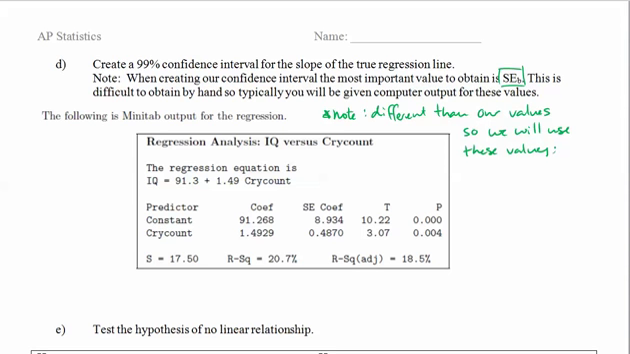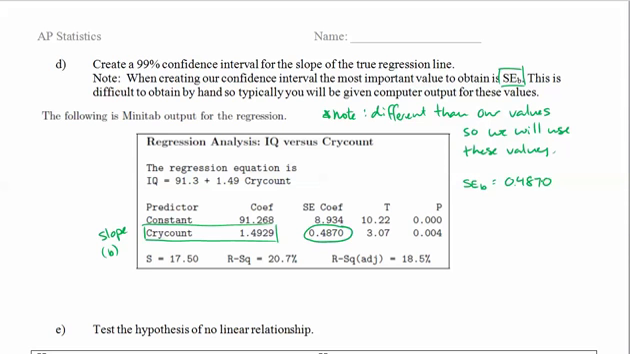On here, you can see predictor, they've got the constant and the cry count. So the coefficient for the cry count, that is our slope, B. The SE coefficient, the standard error coefficient, 0.4870, that is SEB.